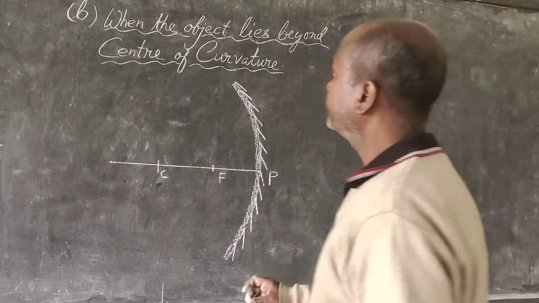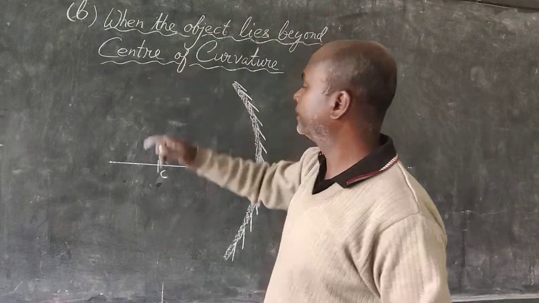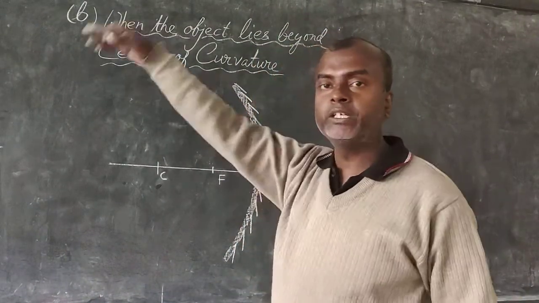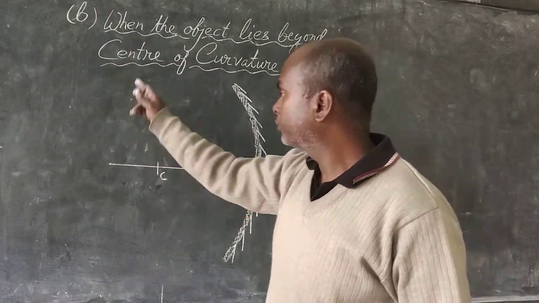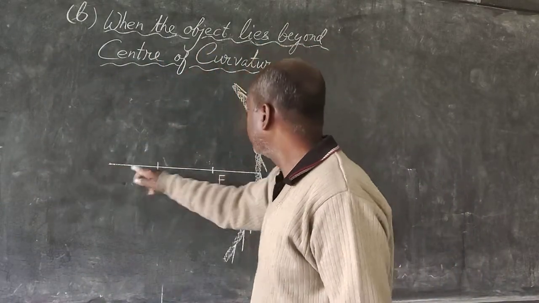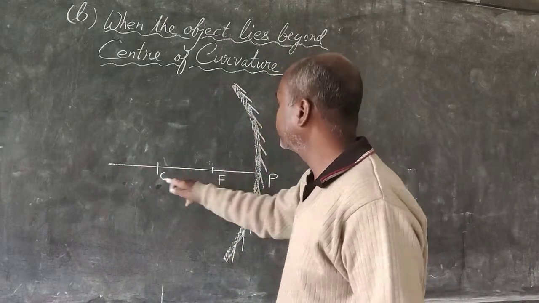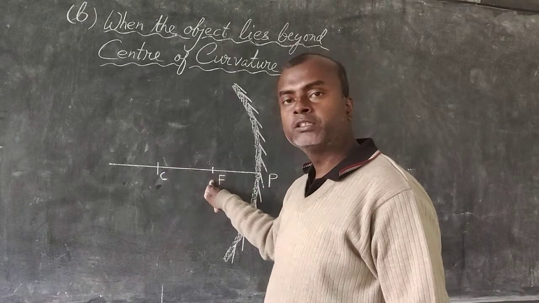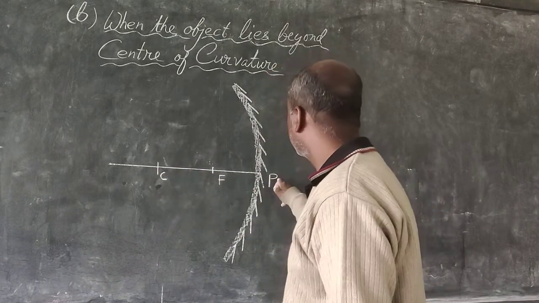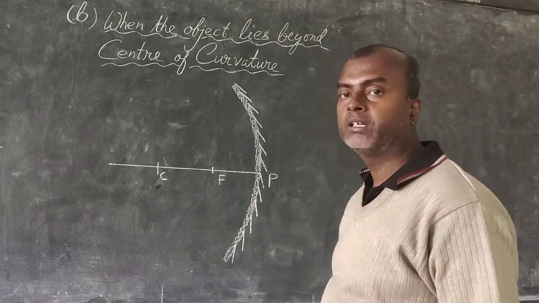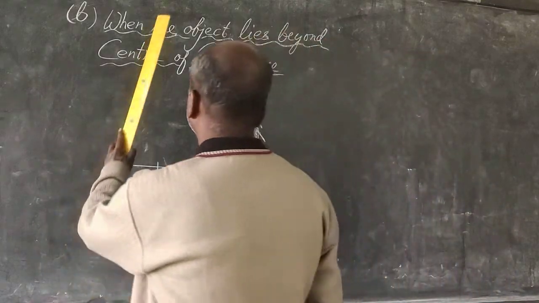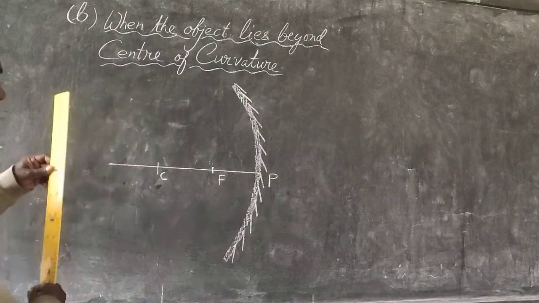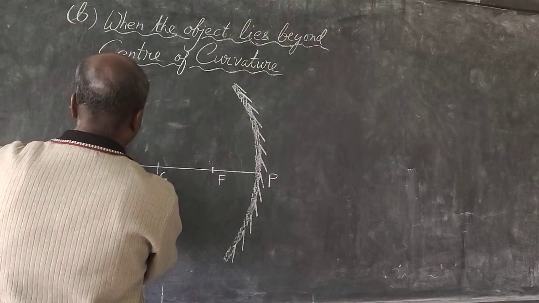Now the second case is when the object lies beyond the center of curvature. In the previous section we saw that the object was at infinity, very far away, so we could not actually draw the object. Now here you can see this is the concave mirror, this is the principal axis, center of curvature, pole, and where is the focus? The focus is always in between the center of curvature and the pole. So I have drawn the focus somewhere in the middle. Now according to this statement, the object is beyond, which means a little bit away from. So I will place the object somewhere here.